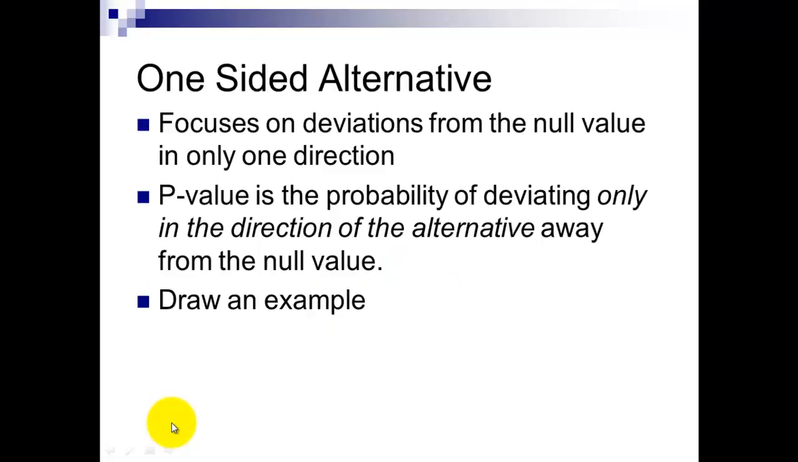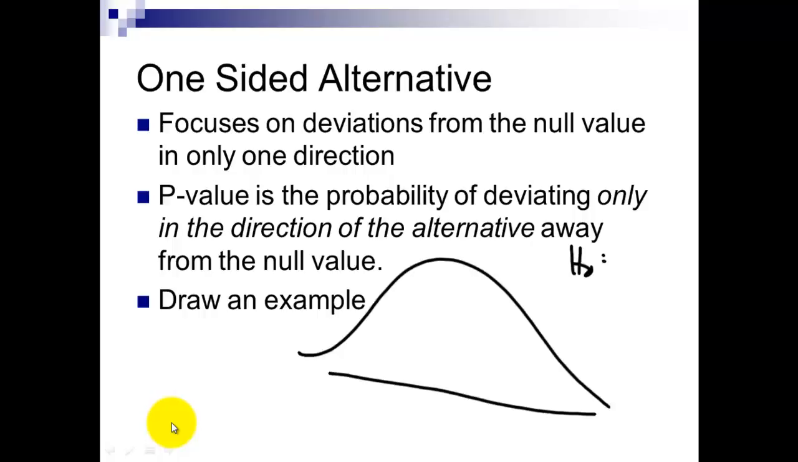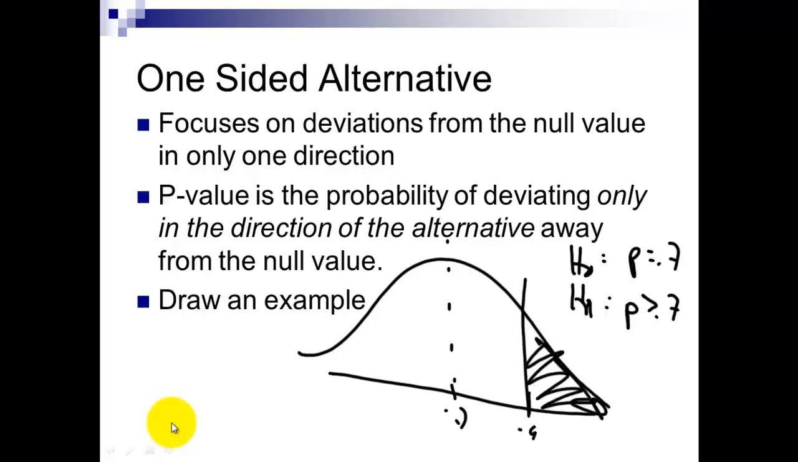Notice on the one-sided, you only go in one direction, and that's why it's also called one tail. So if my null hypothesis is 0.7, and the alternative, let's say, is p is greater than 0.7, now when I get my 0.9 result in here, I look at this area. What's the area of that? And that gives me my p-value.